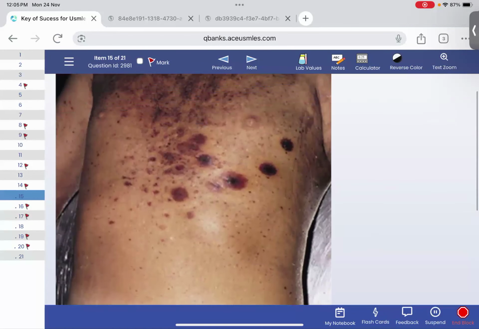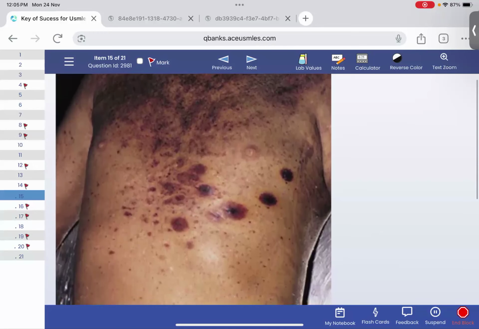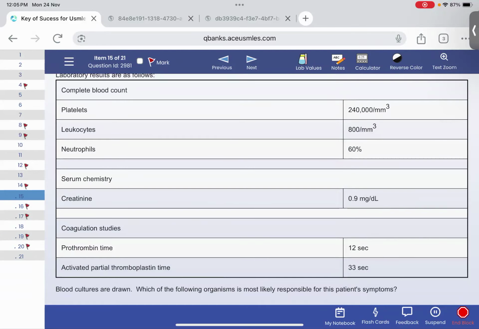Okay, so what do you see on this picture? Ecthyma gangrenosum, necrotic cutaneous lesions. Yeah, you see these black necrotic lesions, which are caused by Pseudomonas aeruginosa in individuals who are immunosuppressed, who have an absolute neutrophil count less than 500. These black necrotic lesions are called ecthyma gangrenosum.